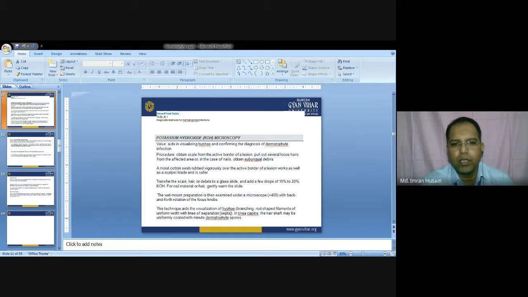The wet mount preparation is then examined under a microscope at 400x with a back and forth rotation of the focus knob. This technique aids the visualization of hyphae as branching rod-shaped filaments of uniform width with lines of separation. Okay, septa is what you say separating the compartments. In tinea capitis, the hair shaft may be uniformly coated with minute dermatophyte spores.